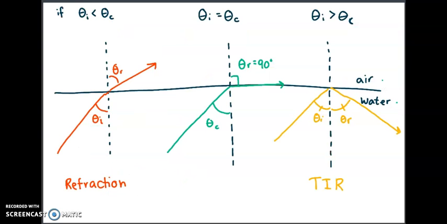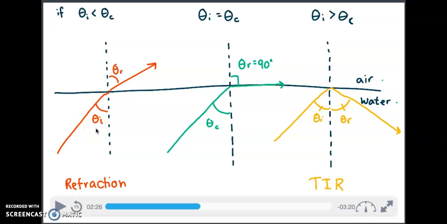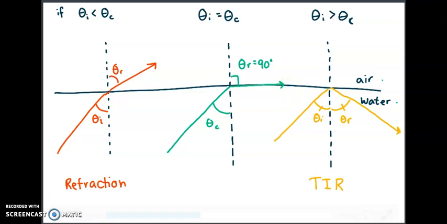So going back to this picture from earlier then, that means if I put in an incident angle of 30 degrees, well, that would be smaller than 48.6. 30 is less than the critical angle, so I just get regular refraction. If I put an angle of 70 degrees, that's bigger than the critical angle, I get total internal reflection. But if I put in exactly 48.6, then I get exactly 90 degrees out, and that's my critical angle.